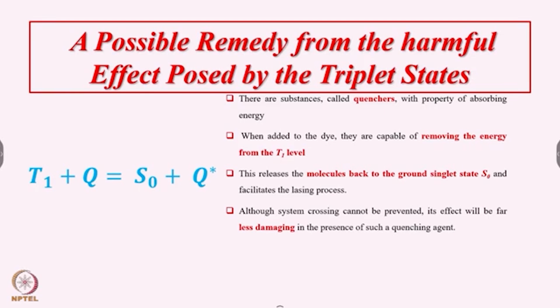So what is the remedy? A possible remedy from the harmful effect posed by the triplet state is to add a substance that is called quencher with the property of absorbing energy. When added to the dye, they are capable of removing the energy from the triplet level. So basically, this quencher Q can actually release the molecule from the triplet state and take out the excitation energy, and release the molecule and bring it to the ground singlet state.